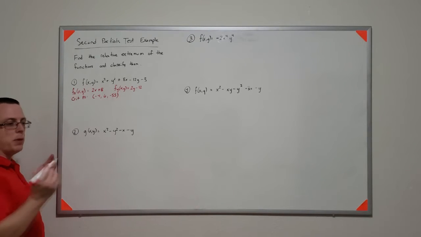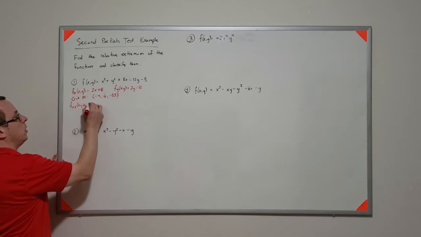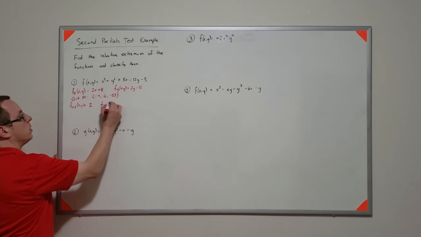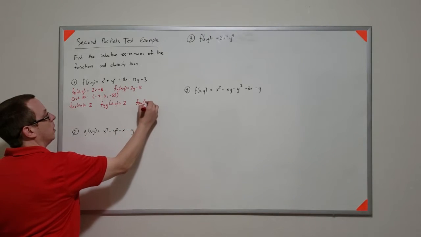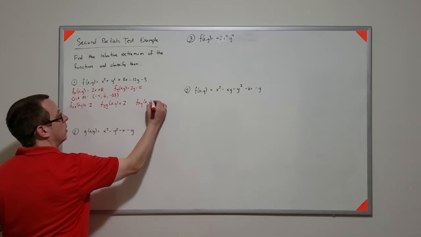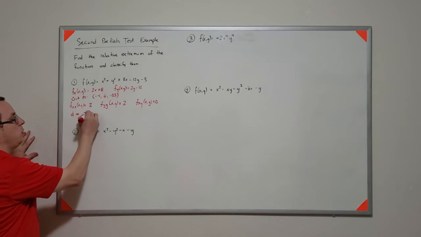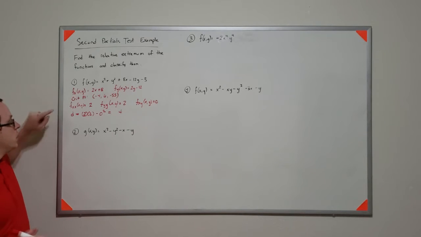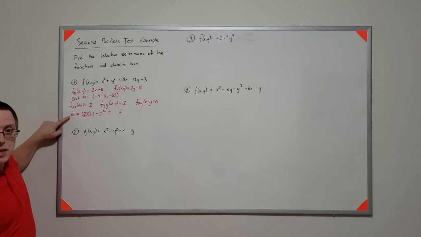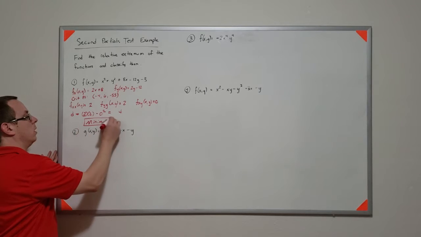All right. So then we need to find our second partials. It's 2. Our second partial with respect to y is also 2. Our mixed partial is 0. So that tells me that D is 2 times 2 minus 0 squared, which is 4. So what I have is a second partial that's positive and a D that's positive. So when I check my chart, that tells me that this must be a minimum.